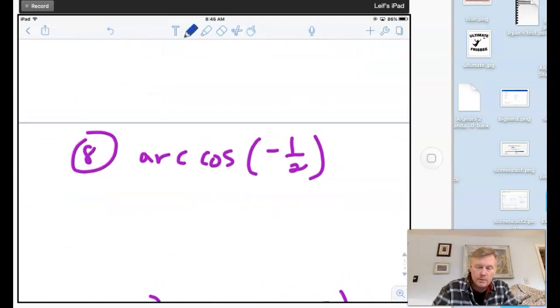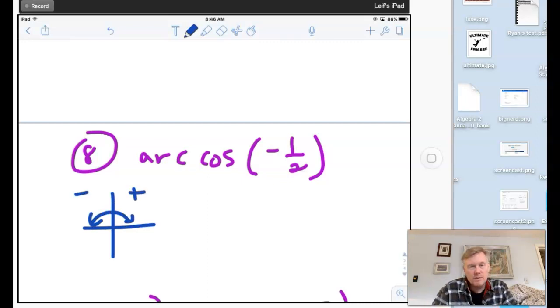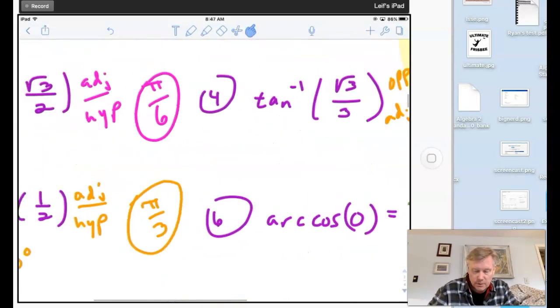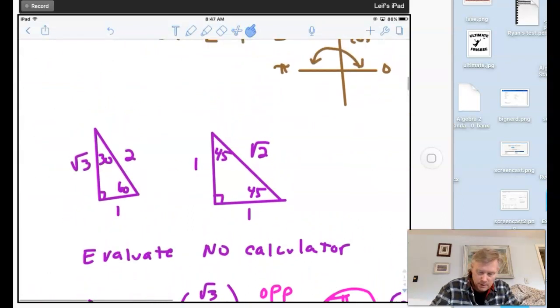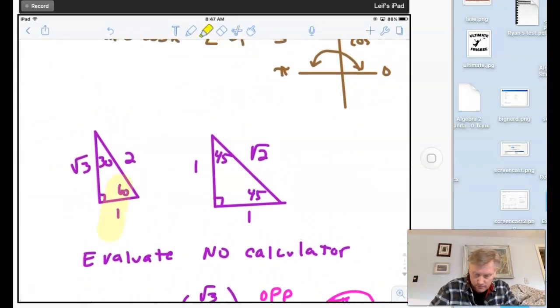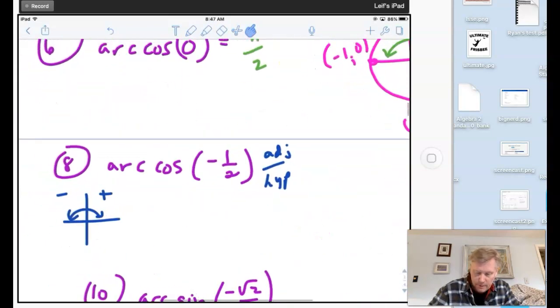Number 8. So this one's arc cosine. Cosine's negative, which means, remember my answer is going to go between here and here for cosine. So I know it's going to be in the second quadrant. Now I need to know what the reference angle is when I get 1/2. So remembering the cosine, forget the negative for a minute. Cosine's adjacent over hypotenuse. So which one's adjacent to the 1 and has the hypotenuse of 2? I know it's going to be the 30, 60, 90. Adjacent to the 1 is the 60 degrees. So 60 degrees is my reference angle.